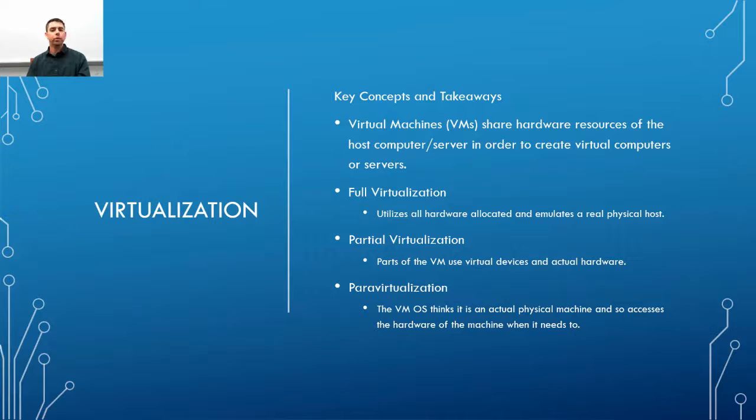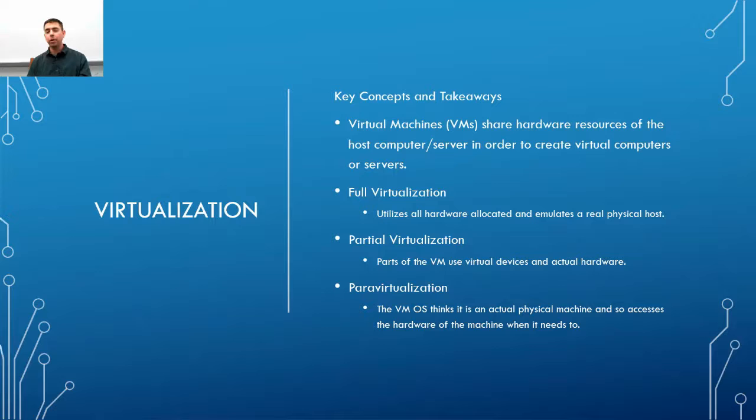So the difference is full virtualization utilizes all the hardware allocated to a VM, and it emulates a real physical computer. And again, the key is it utilizes all of the allocated hardware to that VM. Partial virtualization, parts of the VM use virtual devices and then actual hardware. So in some cases, and this is actually fairly common, you have, let's say, a CD drive attached to your VM, which in reality is just an ISO file that gets created. That's kind of a good example of using virtual devices.